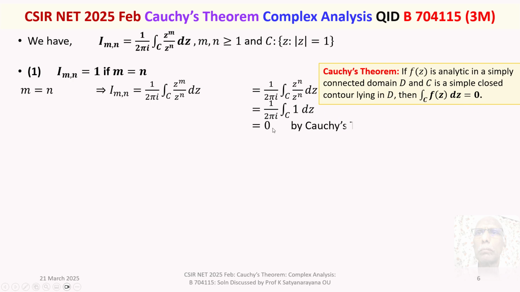So applying Cauchy's theorem, we will get the answer 0, but it is given as 1. Therefore, option 1 is not true. We move to option 2.